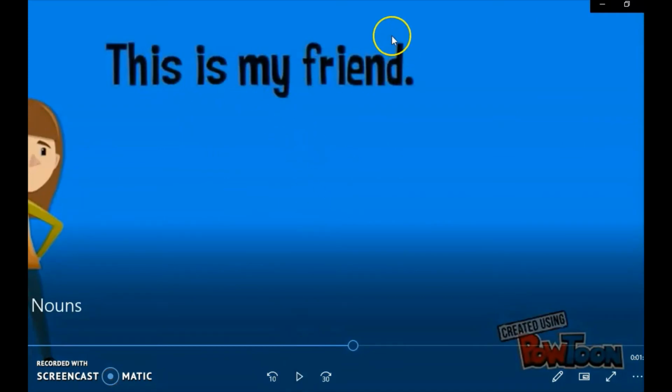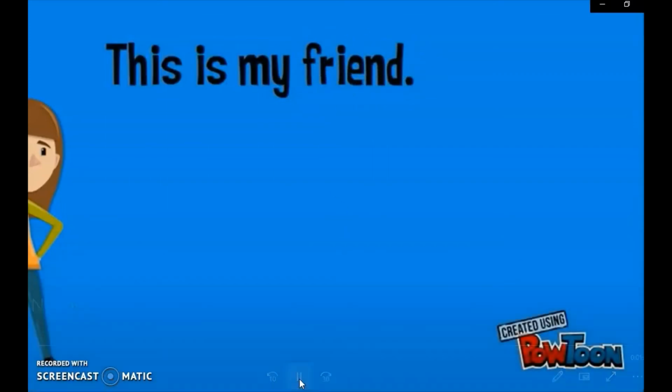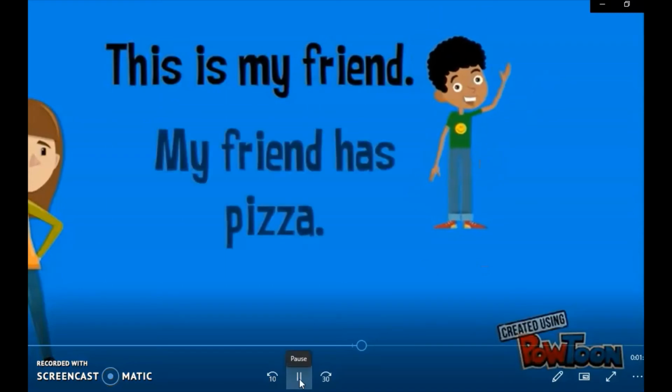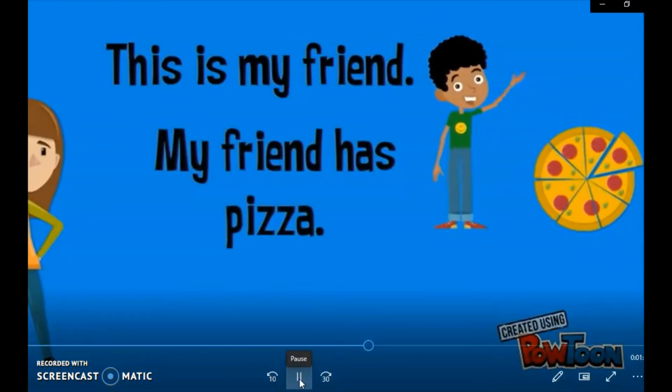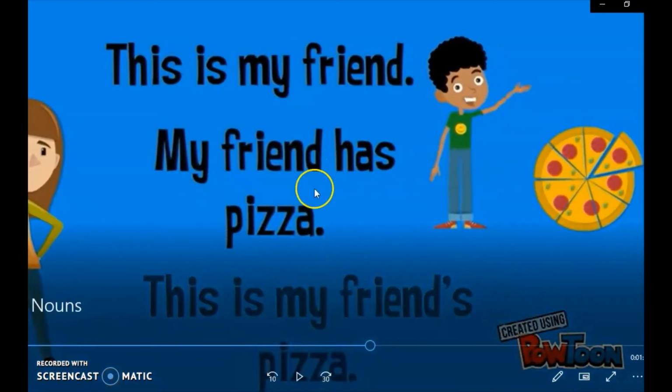Now, this is my friend. Friend is a common noun. So we can also use common nouns. My friend has pizza. They're not being specific, they're just using a common noun, friend. So we will say this is my friend's, so it becomes friend's pizza. This is my friend's pizza.